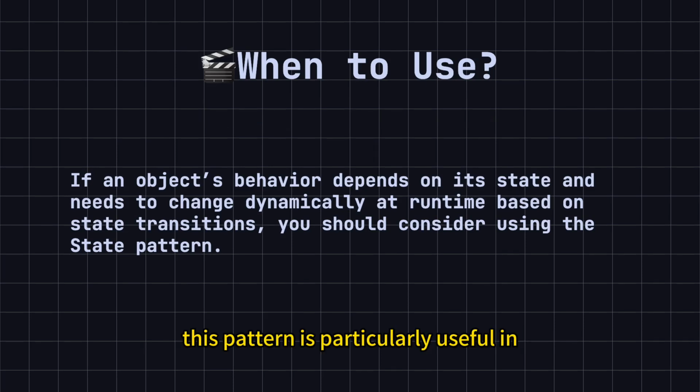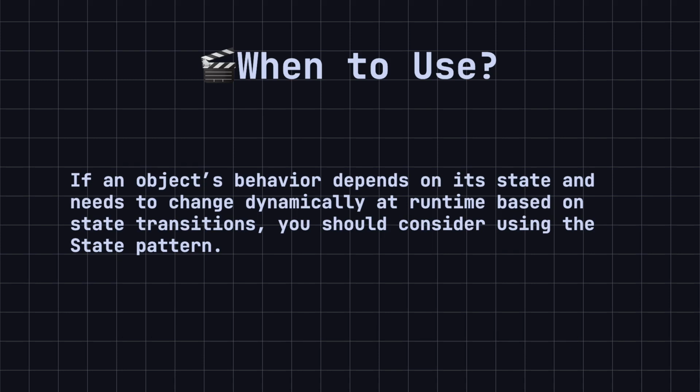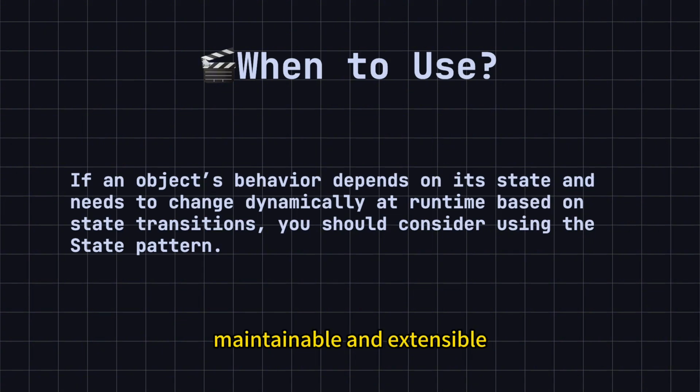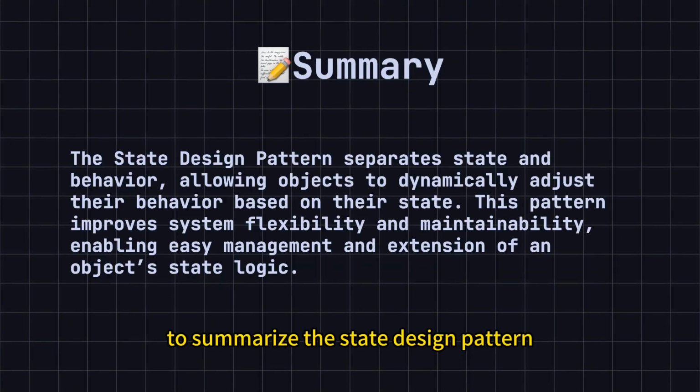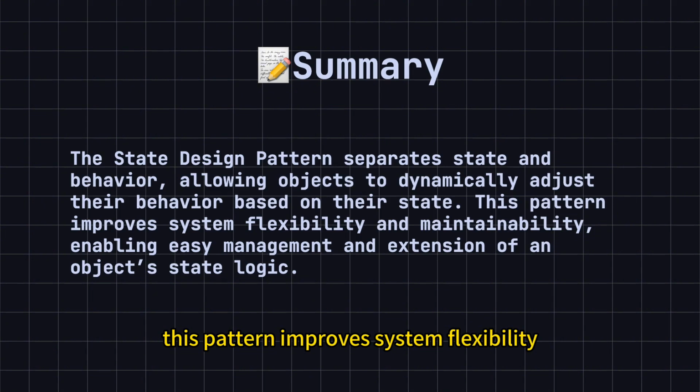This pattern is particularly useful in systems with complex state transition logic, such as automatic coffee machines, vending machines, or order status management. By using the state pattern, you can separate state and behavior logic, making your code more organized, maintainable, and extensible. To summarize, the state design pattern separates state and behavior, allowing objects to dynamically adjust their behavior based on their state. This pattern improves system flexibility and maintainability, enabling easy management and extension of an object's state logic.